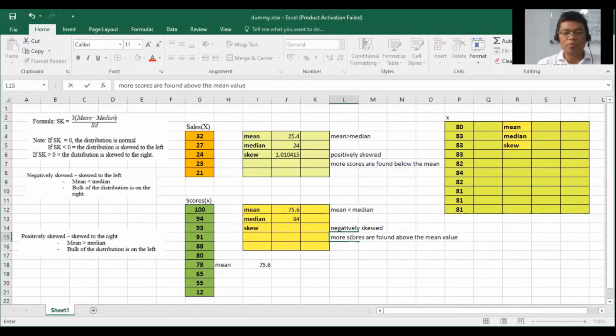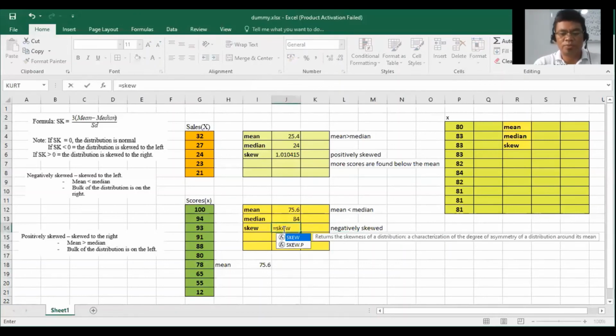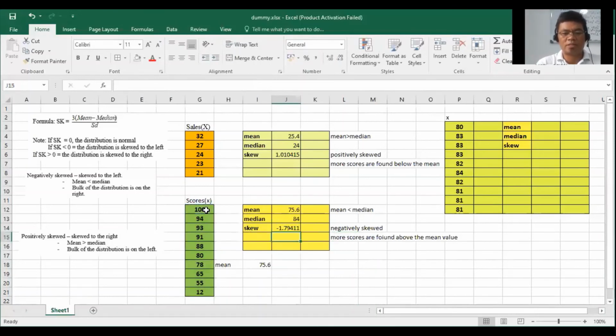Let us prove this using our skewness coefficient. We have skew equals negative 1.79411. So the skewness value or coefficient is less than 0. Therefore, it is skewed to the left and the bulk is on the right, so more scores are found above the mean. And lastly, we have another set of data here.